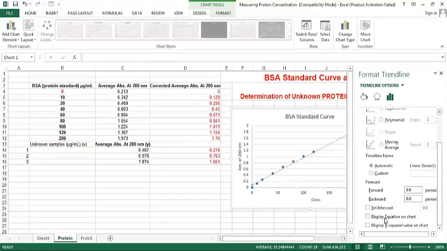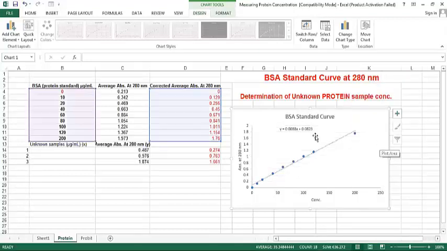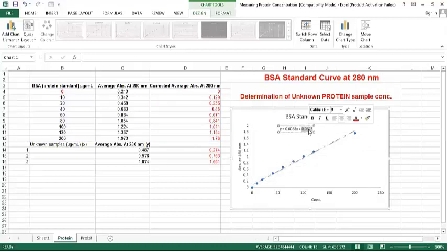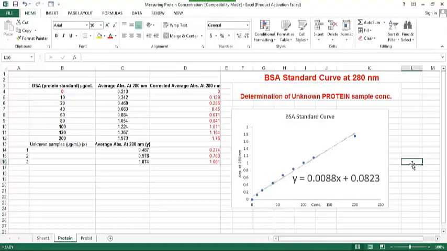You select an equation, that's enough. Equation is enough. This is the equation that helps you to calculate the concentration of your unknown sample. Okay, this is the equation. This equation helps you to determine the unknown protein concentration.